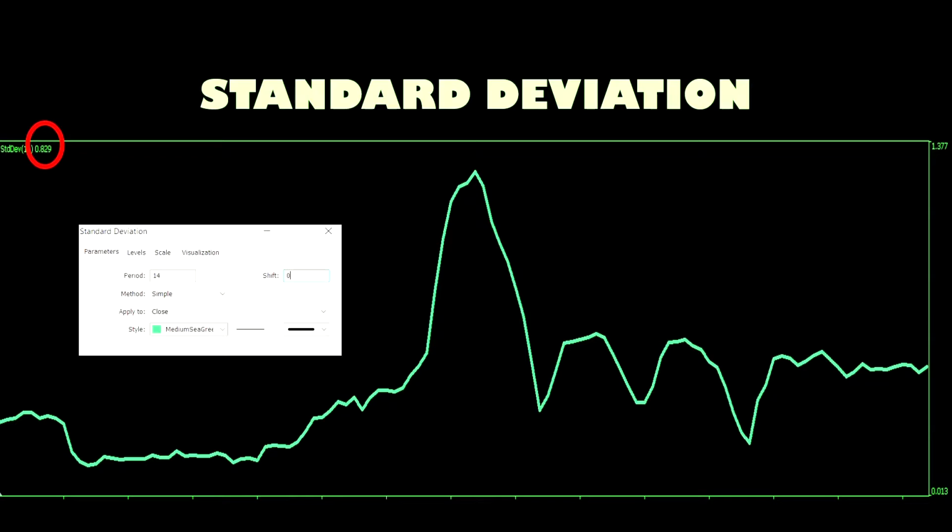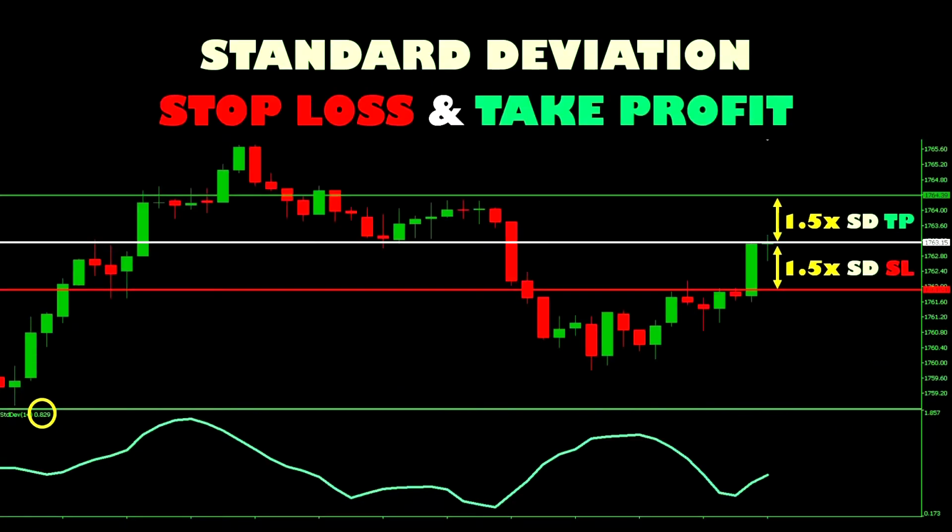For the purposes of our strategy, it's enough to know that we are going to be using the default 14-period input on a simple moving average for it, and you can see in the top left corner of the oscillator where it gives its value. Just so you've got an idea, here's a quick example of what the distance looks like with a 1.5 times standard deviation value used for both the stop loss and the take profit. Because it's 1.5 times standard deviation, we will multiply that figure of 0.829 by 1.5, which gives us a rounded figure of 1.24.